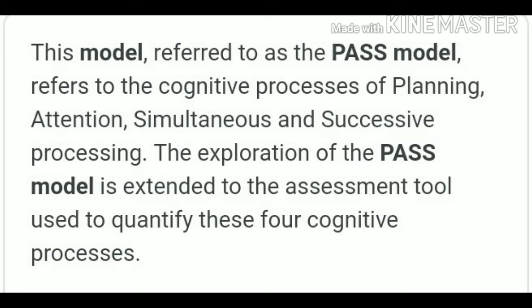The first one is PASS theory. PASS theory of intelligence. The full form of PASS is planning, attention, simultaneous and successive. The 3 functional units of the brain determine the intellectual activity of an individual.